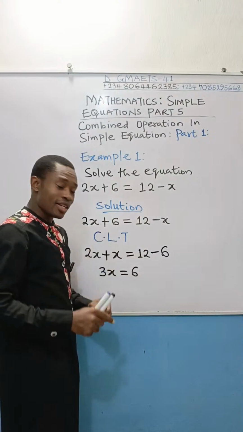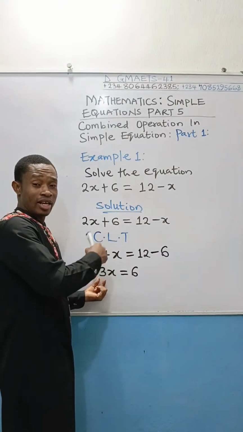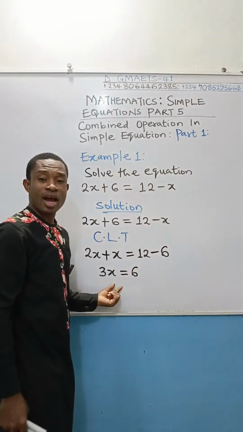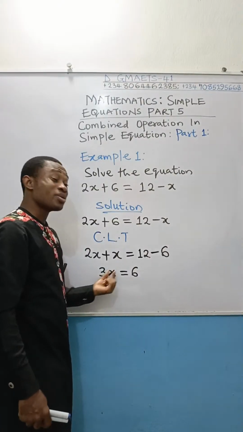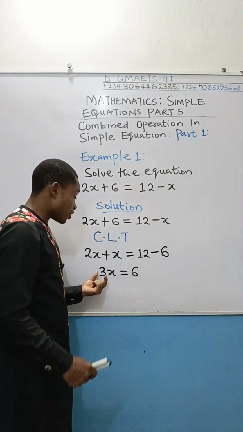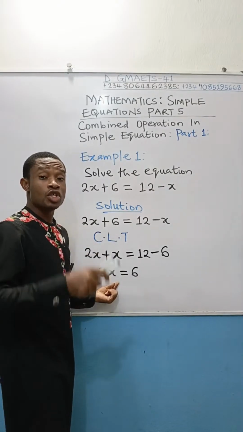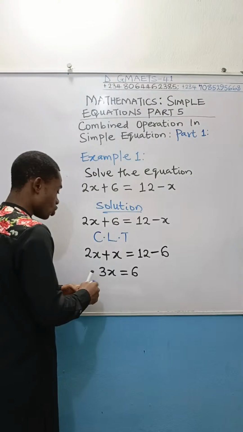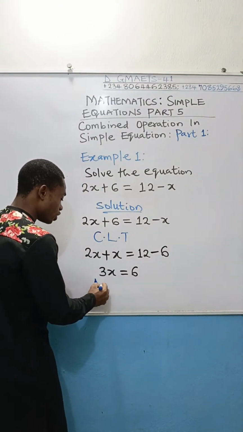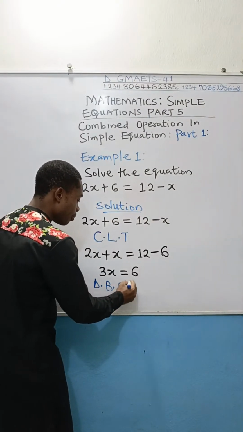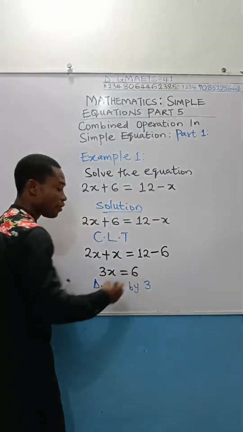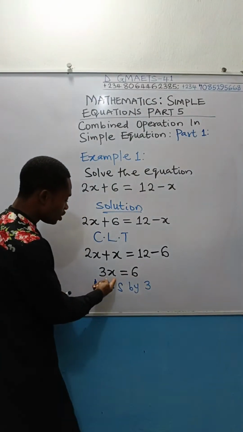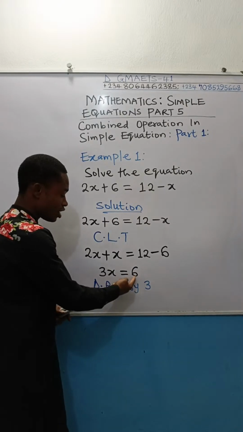For the x to stand alone, we have to move this 3 from the left to the what? Right-hand side. But how do you now move this 3 to that right-hand side? Because 3 is the coefficient of the unknown, you have to divide both sides by that 3. So at this point, you apply another principle of simple equation, divide both sides by 3. 3 is the coefficient of the unknown. So I am going to divide it by 3 and divide it by 3.